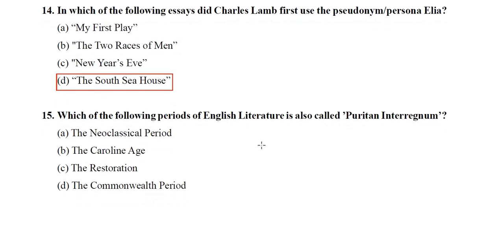Next question, number 15. Which of the following periods of English literature is also called the Puritan Interregnum? The Neoclassical period, the Caroline Age, the Restoration, the Commonwealth period. Of course, its answer is the Commonwealth period, and I have discussed in detail why it is Commonwealth and what this phrase Puritan Interregnum means. So if you have not watched that video, just go to my YouTube channel. I'll give the link in the description, so you can watch from there.